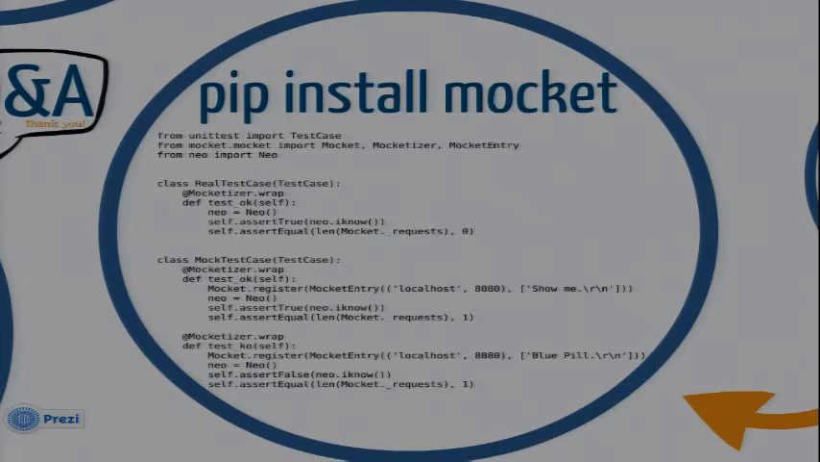Also here we instantiate Neo, then we assert that Neo I know is false. And also in this case we assert that Mocket received one request.